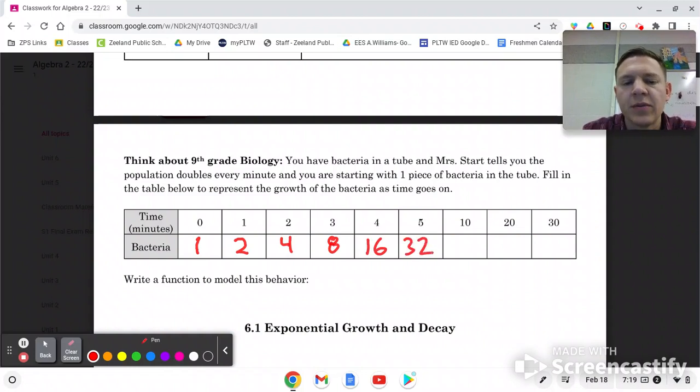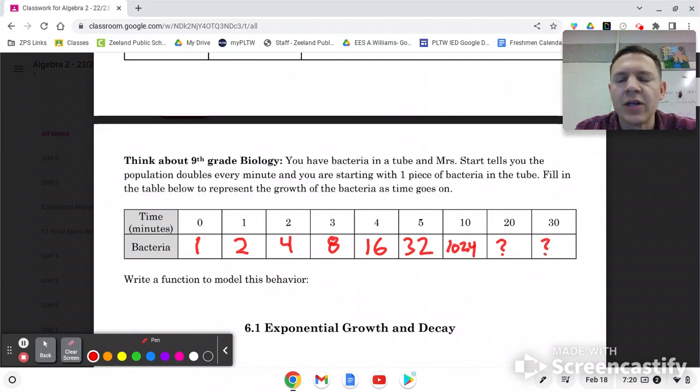Eventually, it's going to get pretty big here. Now, after 5, it doesn't go 6, it jumps up to 10. Well, I could just multiply by 2 a few more times and get 1,024. And what about 20? I don't have to multiply by 2 that many times, so I don't really know that right now. And 30, it's going to take me a while to get there. We need a function to model this behavior, okay?